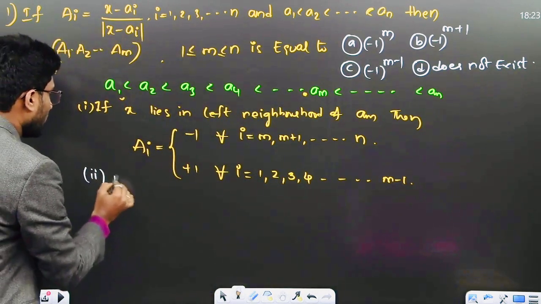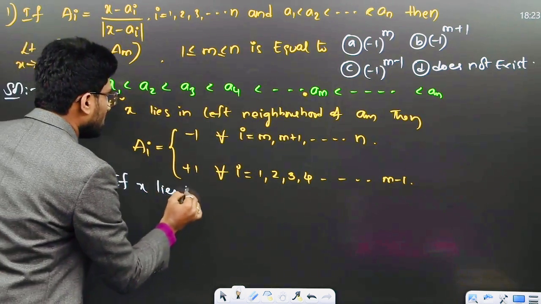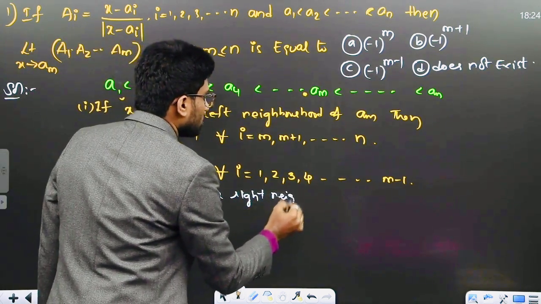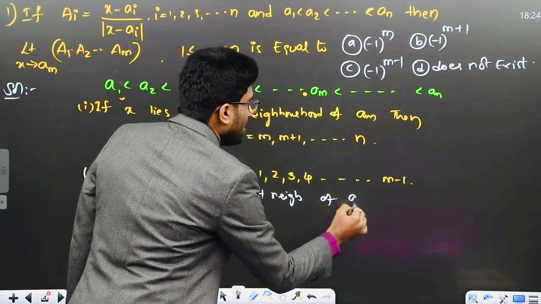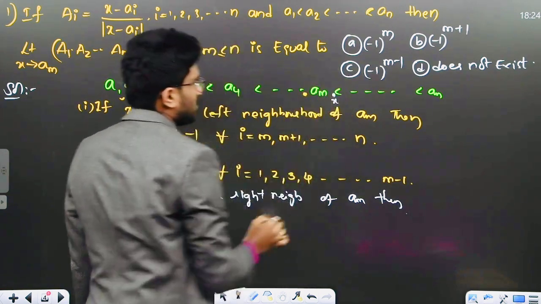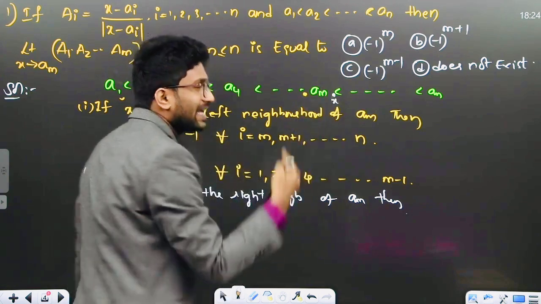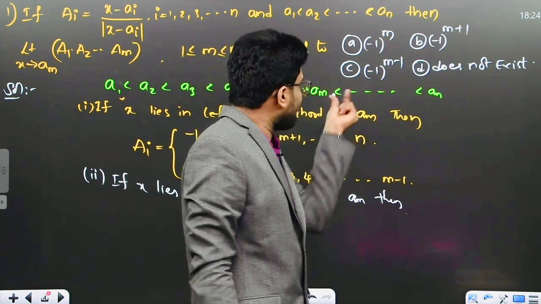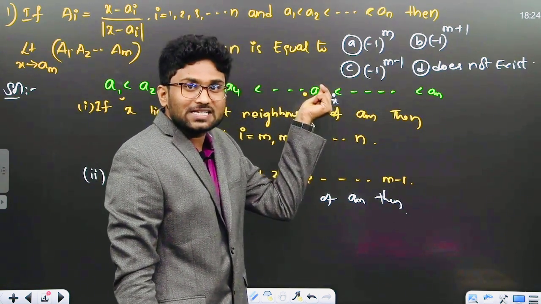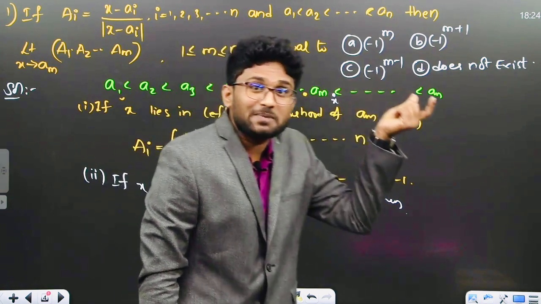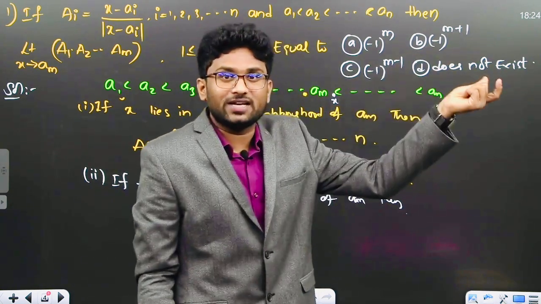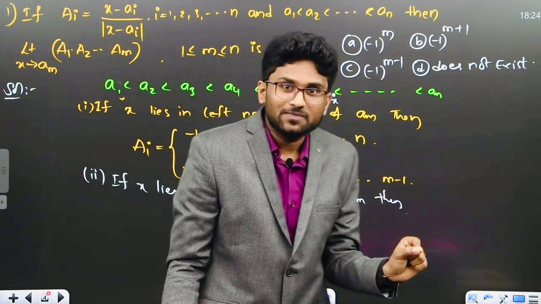Number 2, if x lies in the right neighborhood of am, then what happens, you see? Friends, imagine here is our xi now. Here is our x. In the previous case, now x is in the right neighborhood of am. When it is the right neighborhood of am, what is x minus am? X will be greater than am now. X minus am will be positive. But x minus am plus 1 is negative. So from m plus 1 to n, x minus ai will be negative.